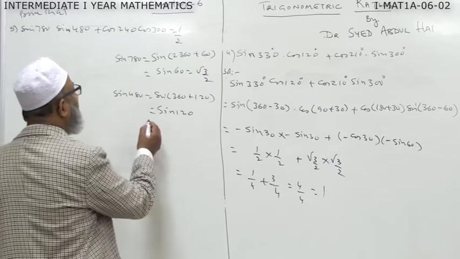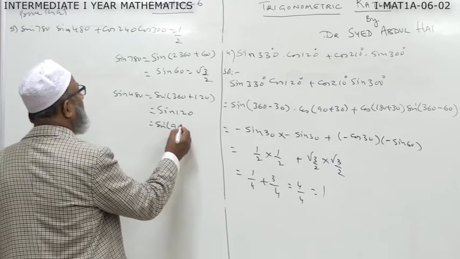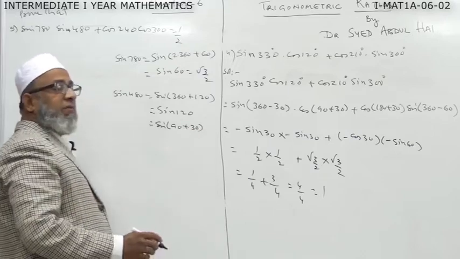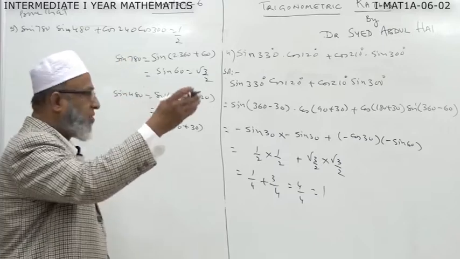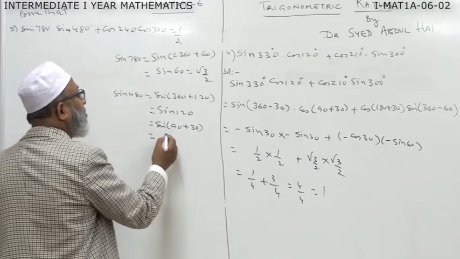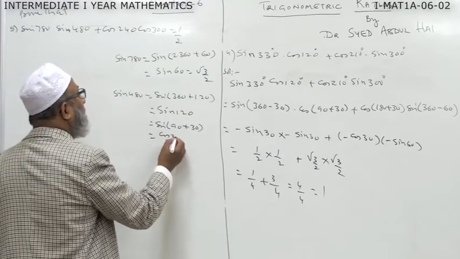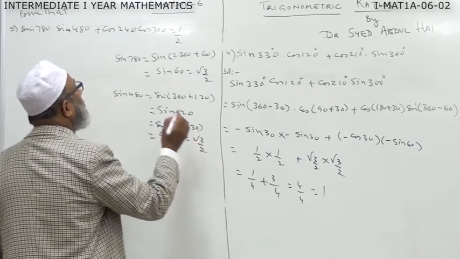Sin 120 can be written as sin 90 plus 30. 90 plus 30, which quadrant? 90 minus theta, first quadrant, 90 plus theta, second quadrant. Sin becomes cos. So, it is positive. Sin becomes cos. So, it becomes cos 30. Cos 30 is equal to root 3 by 2.